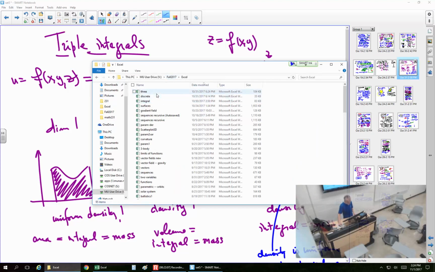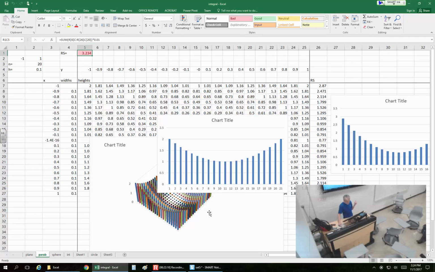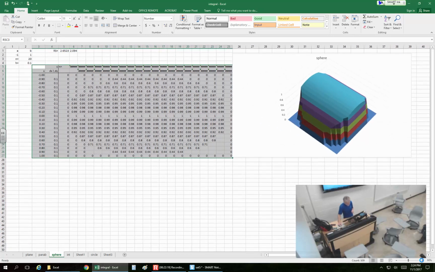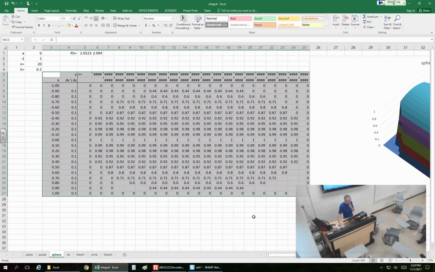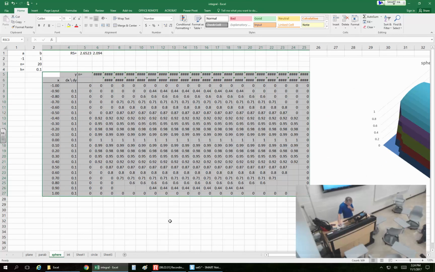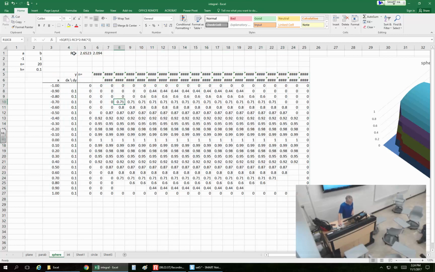The volume of the sphere. Okay, so that is not a sphere. What happened to it? I don't know what I did to it, but that's not a sphere. Well, anyway, let me check the formula. Okay, the reference is messed up. I don't want to fix it now.